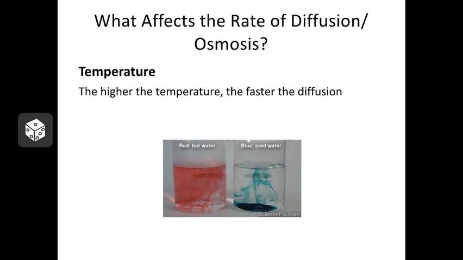Now, why is that? Well, when molecules are warm, that means they have more energy. More energy means they can move around faster. And the faster they're moving, the more likely they are to diffuse. So warm solutions tend to diffuse faster than cold solutions. Cold solutions kind of just sit there. They don't have enough energy to move around.